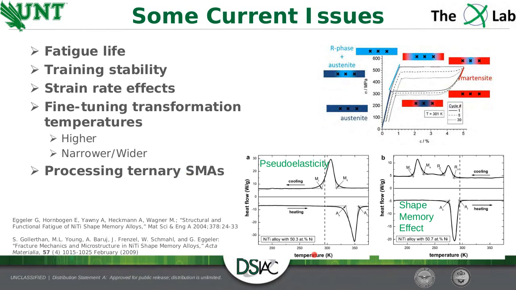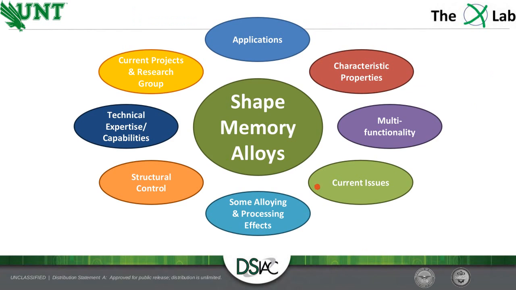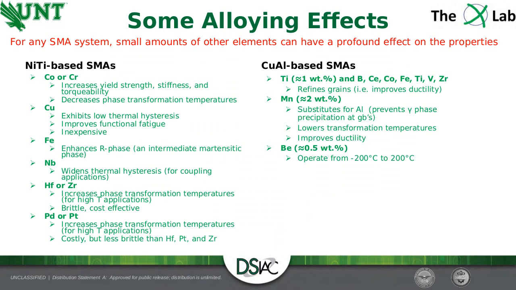Again, now we've looked at applications, the characteristic properties, multifunctionality, and some of the current issues. Now I'll talk a little bit about the alloying and processing effects, some of the things we do there. With any SMA system, small amounts of other elements can have profound effects on the properties. I listed two of the more common ones, nickel-titanium based and copper-aluminum based. I'll focus today just on the nickel-titanium based.